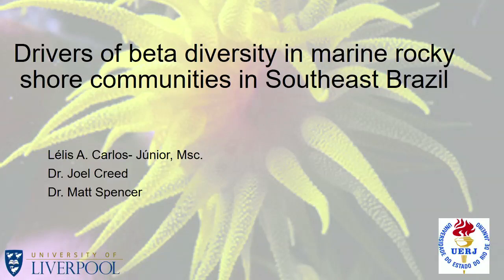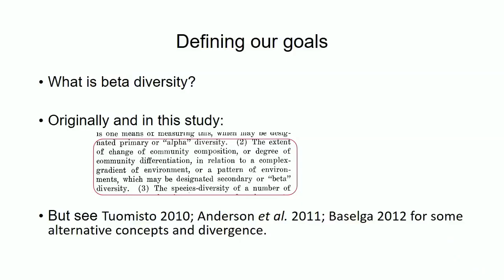And me and my supervisors, Joe Creed and Matt Spencer, we are interested in the factors that drive beta diversity patterns in a rockshore system in a bay in the southern state of Rio in Brazil. So first of all, we have to define what we are taking as beta diversity. There's been some debate in the literature about these concepts. And I'm using for beta diversity what we think is the original proposal of Whittaker, which is the extent of change of community composition, or degree of community differentiation, in relation to a complex gradient of environment.